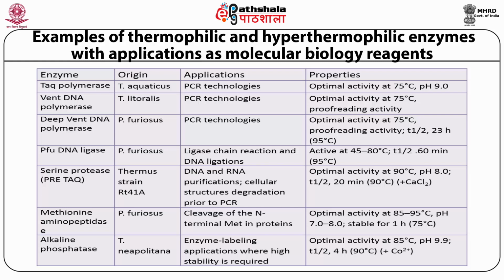And there is another kind of enzyme, alkaline phosphatase, which is again used in molecular biology techniques, in processes where the nucleic acids are labeled. The phosphate at the 5' end is removed by using this enzyme, and this enzyme can also work at a temperature of 85 degrees Celsius at a pH of 9.9. It shows a half-life of 4 hours at 90 degrees Celsius.